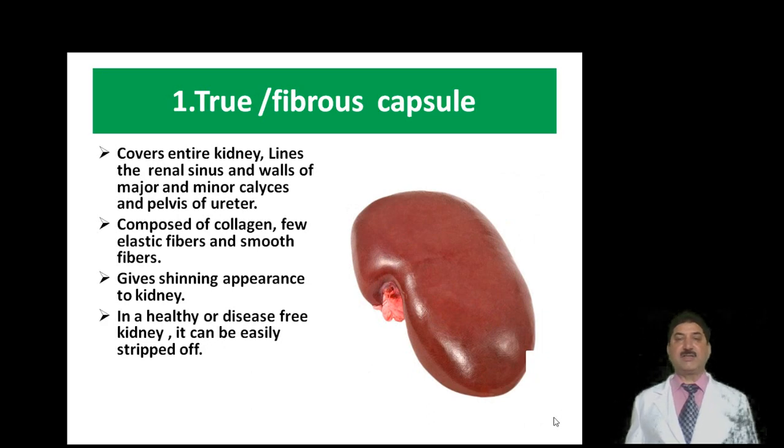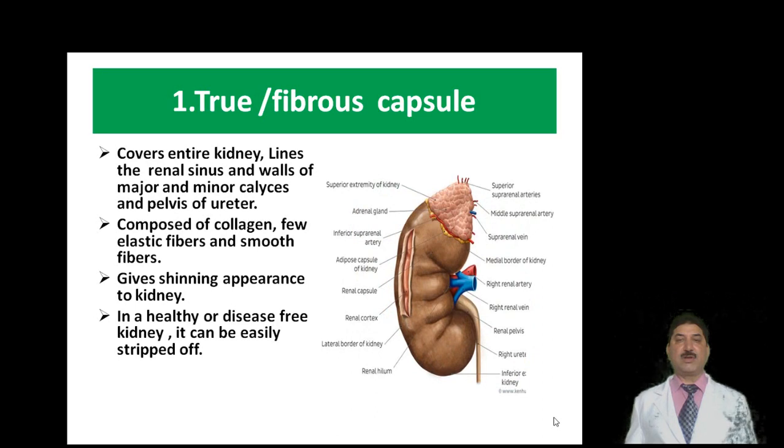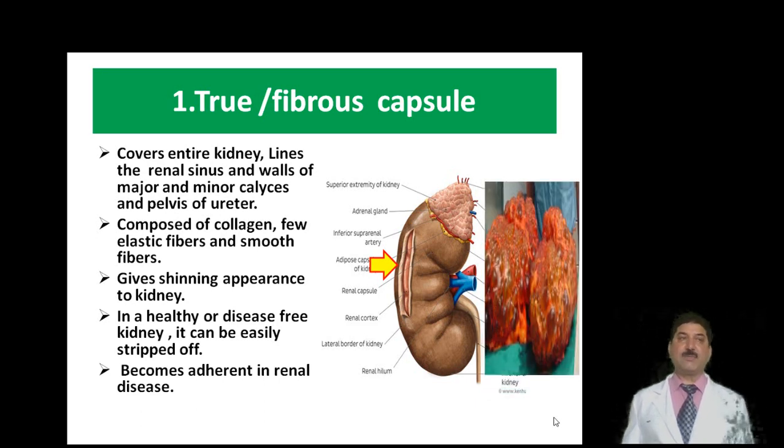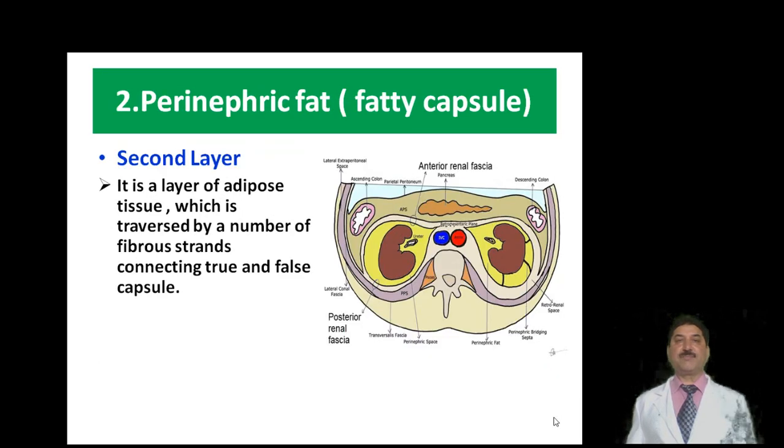In a healthy or disease-free kidney, it can easily be stripped off by giving a nick or incision. It becomes adherent in renal diseases, and its separation from the kidney becomes difficult.